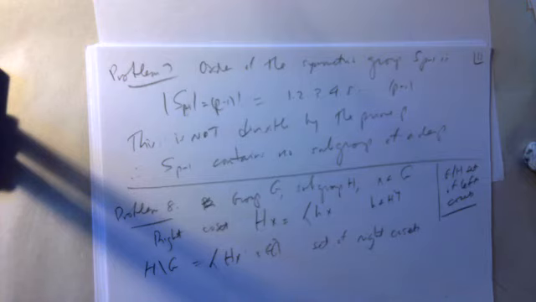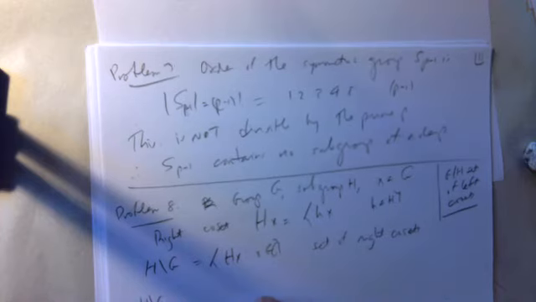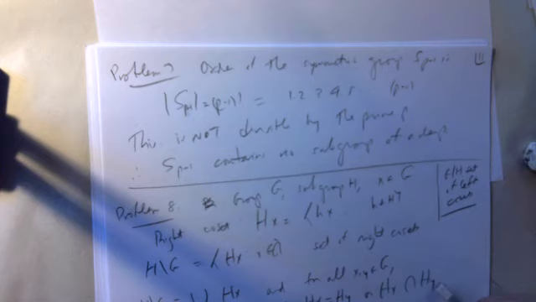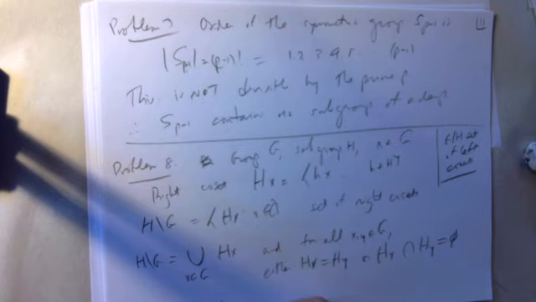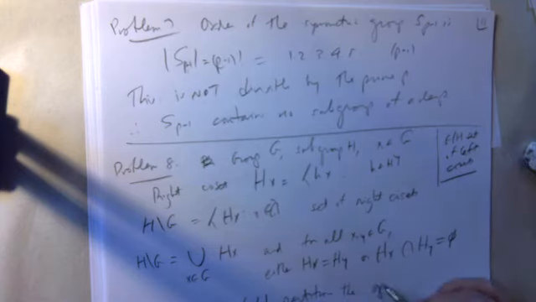And the first thing we want to prove is that G is the union of all of the right cosets, and for all x and y in the group, either Hx equals Hy or Hx intersect Hy is empty. So these sets are either the same or they're pairwise disjoint. And another way of saying it is, therefore, the right cosets of H partition the group G.